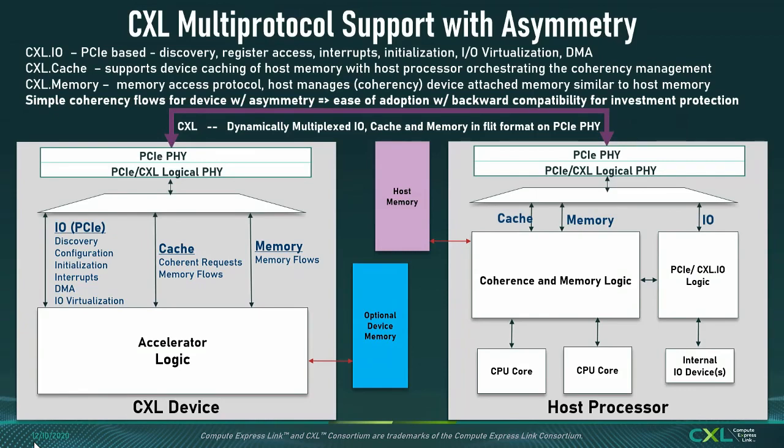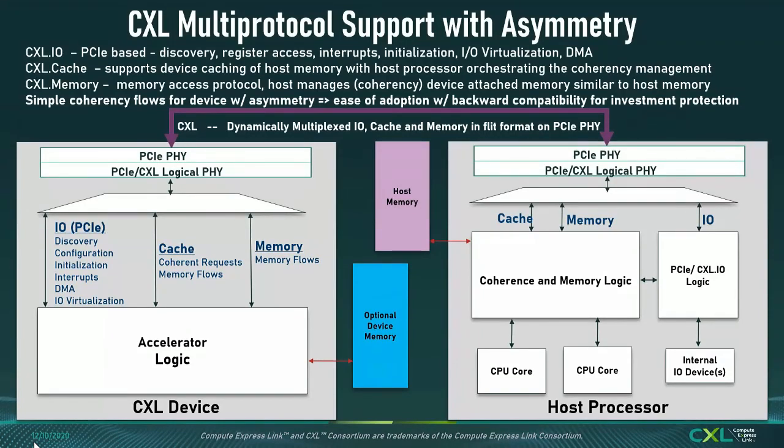So CXL.io is the I/O part of the stack. This is identical to PCI Express, so we will use it for device discovery, register access, interrupts, virtualization, and most importantly, bulk DMA transfer with producer-consumer semantics. It's mandatory in CXL. And notice that all three protocols are running on a common PCI Express / CXL logical layer, and most importantly, they're running on PCIe PHY. The three of them are dynamically multiplexed.